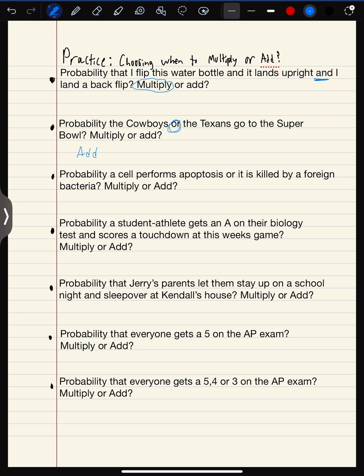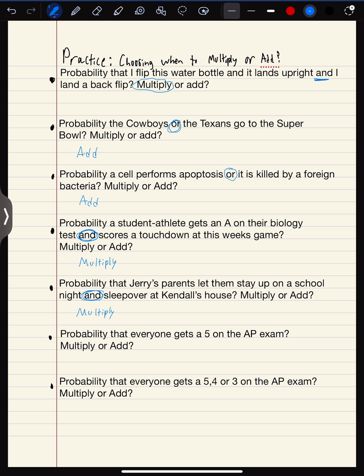Probability a cell performs apoptosis or it is killed by a foreign bacteria. Keyword is or, so we add. Probability a student athlete gets an A on their biology test and scores a touchdown at this week's game. Now, where's the keyword and? So that means the chance is going to go down, so we multiply. Probability that Jerry's parents let them stay up on a school night and sleep over at Kendall's house. Multiply or add? And, so that means we multiply.